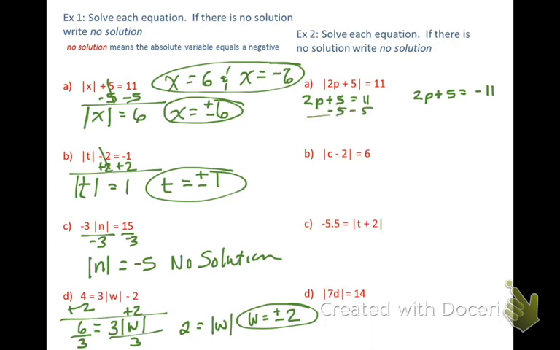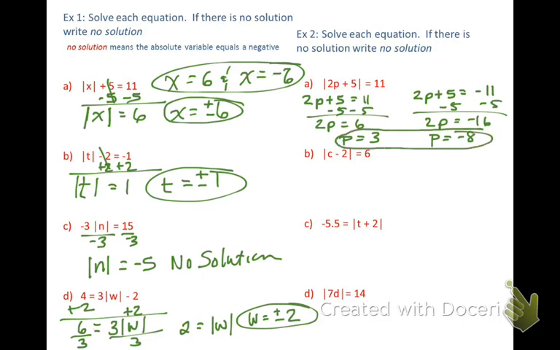Subtract 5, 2p equals 6. Subtract 5, 2p equals negative 16. Divide by 2, so p equals 3, and p equals negative 8. So here's your two answers. All right. B, same idea. So try it on your own this time.